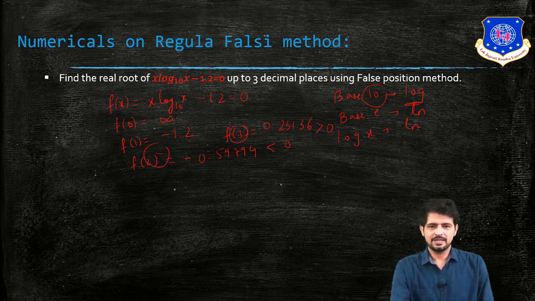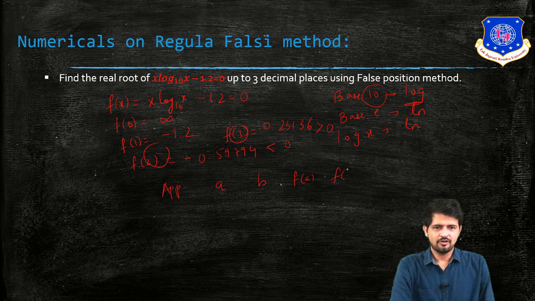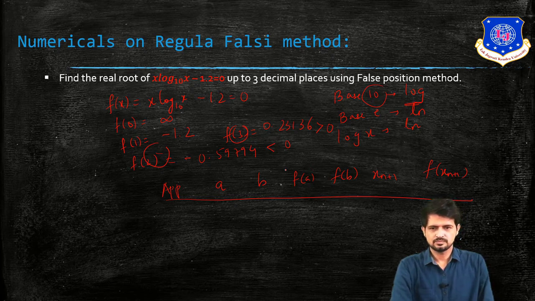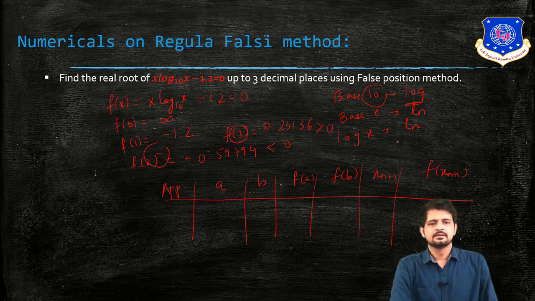Okay, in this method also you have to make a table. First will be the approximation number, a, b, then f of a, f of b, xn plus 1, and f of xn plus 1. So in this way we have to make a table. Remember, the formula to find xn plus 1 will be the same as the secant method: a into f of b minus b into f of a upon f of b minus f of a.